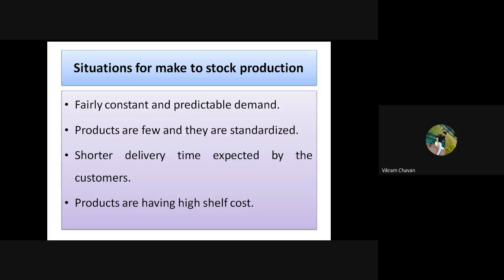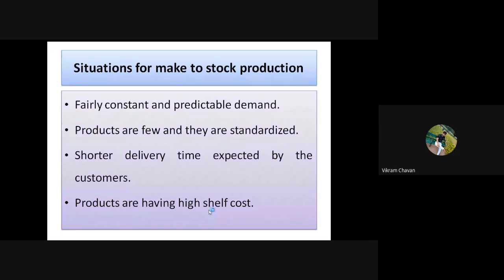Then shorter delivery time is expected by the customer. Whatever products are available in the market, if the customer does not get that product, he or she will shift opinion and buy another product. That is the short temperedness, or fluctuation of the customer from one product to another. So a very short delivery time is there, and within that time period only we have to deliver the product.